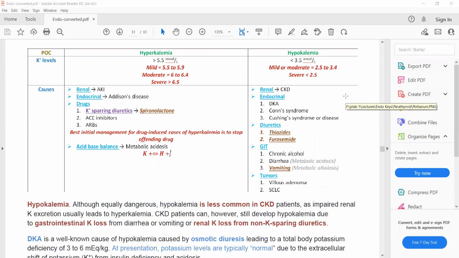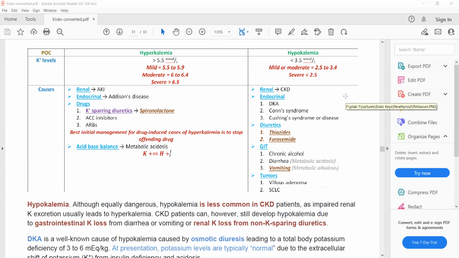So we discussed the causes of hyperkalemia. Now some causes of hypokalemia. So hypokalemia can be present in patients. Remember that in patients with either AKI or CKD or end-stage renal disease, hyperkalemia is more common. But hypokalemia can also occur sometimes in CKD patients because of two reasons.